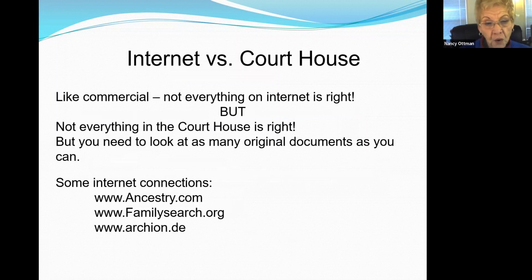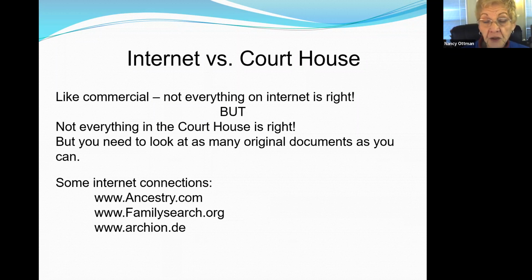Internet versus courthouse. Like commercials, not everything on the internet is right, but not everything in a courthouse is right either. You need to look at as many original documents as you can. Some internet connections that you can make, I've listed here. Ancestry does have a fee involved with it. You can go to a library and use it, usually for free.